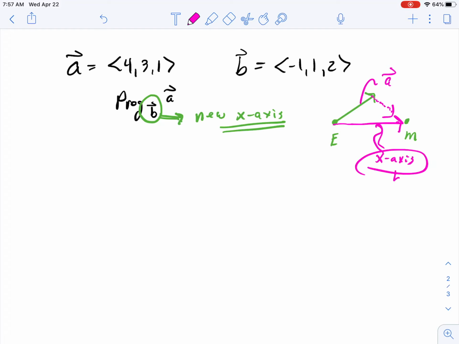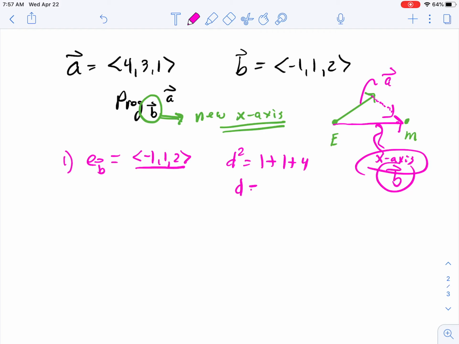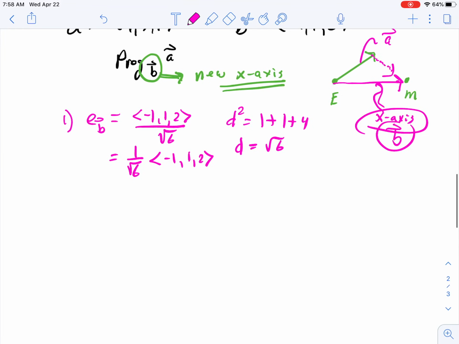Okay, so what's our components according to this new vector? And this new vector is now B. Okay, so step one, what's my unit vector of B? We have -1, 1, 2. We divide by the distance, so d squared equals 1 plus 1 plus 4. D equals root 6. Now, I'm going to keep life simple. I'm not going to multiply my magnitude through like that. Okay. All right, so there's step one.